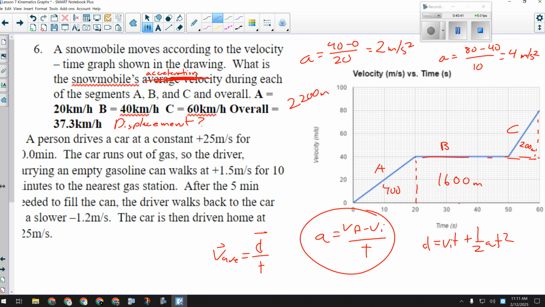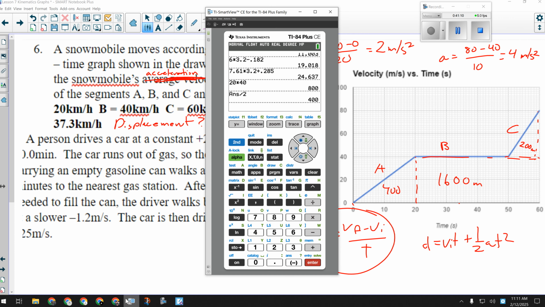Is there another way to do it? Could I use that third formula? I'd have to use it 3 times, but I can use it. In this first section, VI is 0, so that would be 0. And then I would just go 1/2 times the acceleration I calculated earlier, times the time squared. Probably will get the same number there. So if I go 0.5 times 2 times 20 squared, look at that, I get the same number.